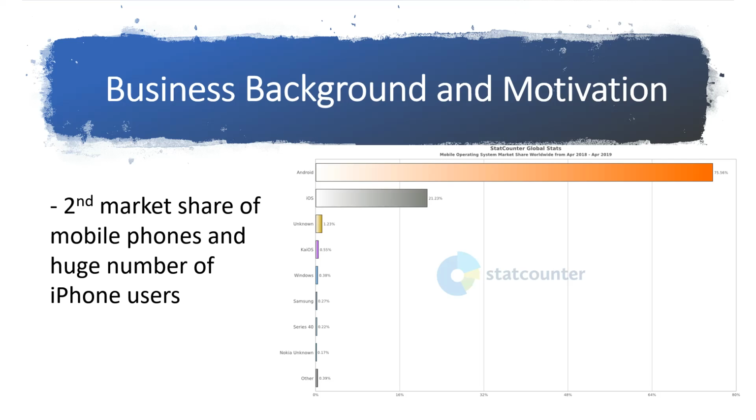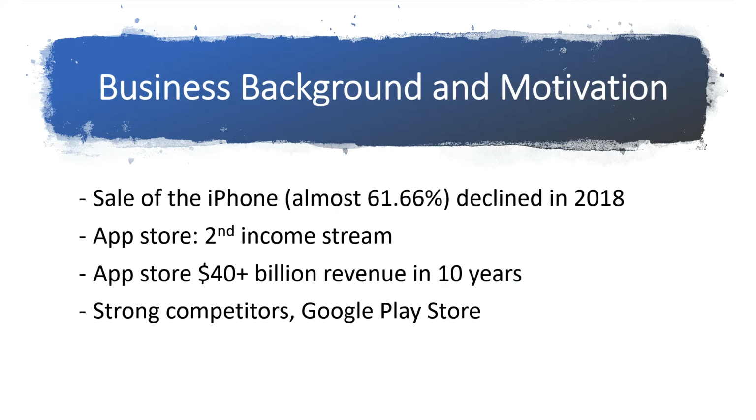According to the research in April 2019, Apple accounts for the second market share of mobile phones globally with 1.23%, and there are a huge number of iOS operating system users. The sale of the iPhone, almost 61.66, has declined in 2018. App Store has established a second income stream in its iPhone devices.